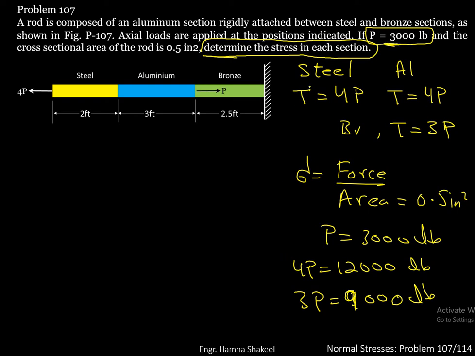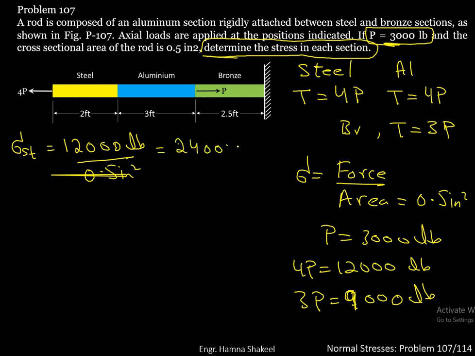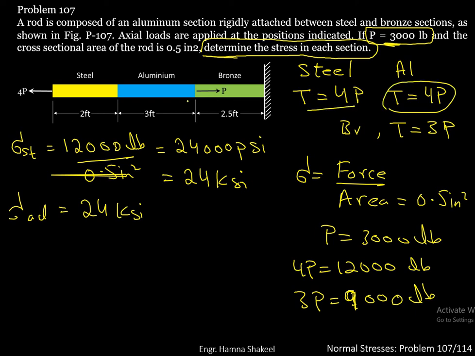Now to find the stress in each section, stress in steel is equal to the force, which is 12,000 pound, divided by area, which is 0.5 inch square. You will get an answer of 24,000 psi, and you can write it as 24 ksi. You will have the same stress in aluminium as well, because the force acting on aluminium and steel is the same, and so is the area of steel and aluminium.